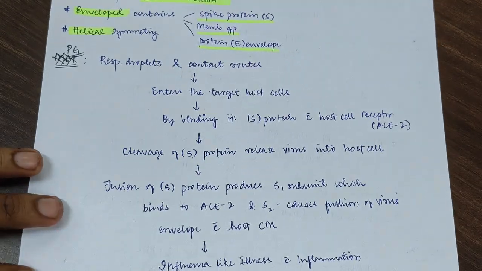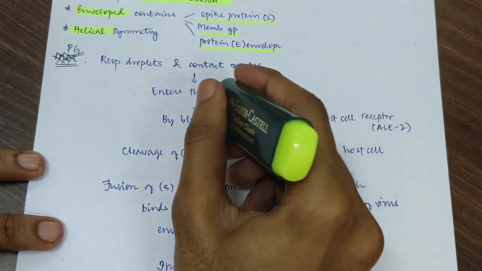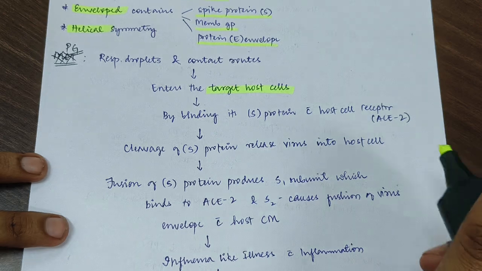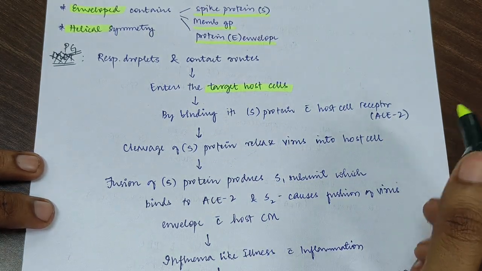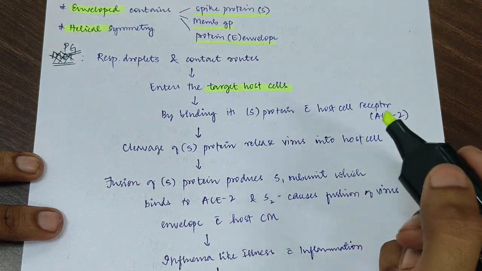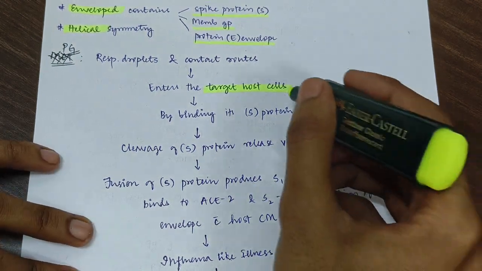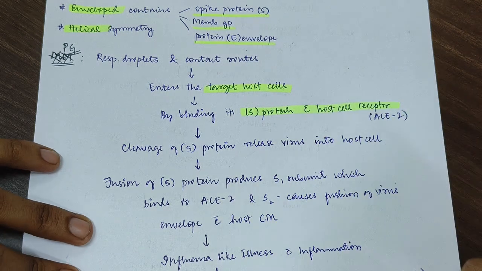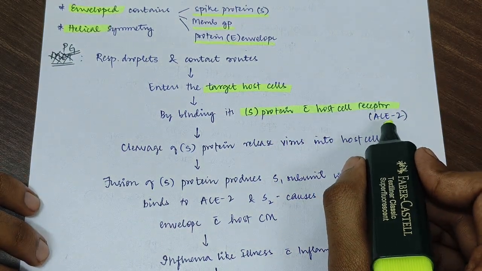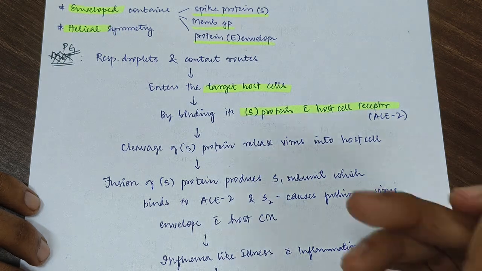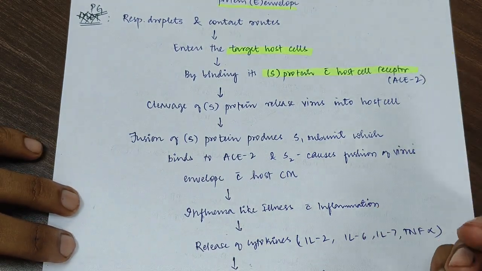So what is the pathogenesis? The respiratory droplets or contact routes will enter the target host cells. The most common mode of transmission is inhalation, that is, the droplet. Then there is an interaction between the S protein and the host cell receptor. S protein will bind to the host cell receptor, that is ACE2, angiotensin converting enzyme 2, the receptor for this COVID virus. That is why, since these are present in the lungs, the lungs are most commonly involved.